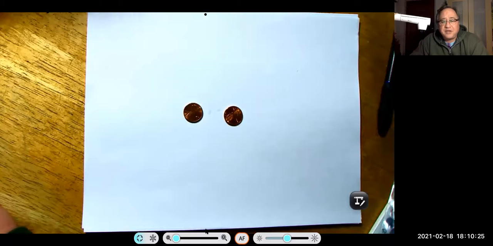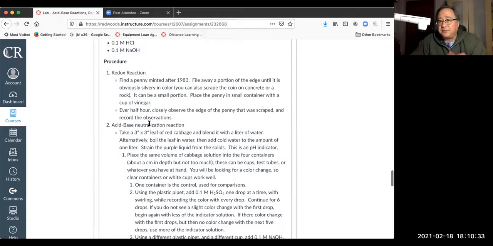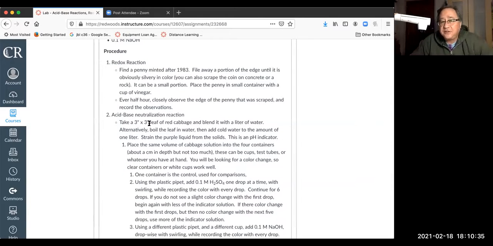So I'm going to change my share back to the lab. And so here's the procedure for the redox reaction. Take the penny, put it in a cup of vinegar. Every half hour, take a look at that sucker and take a picture of it when you see something happening. Any questions about that one?